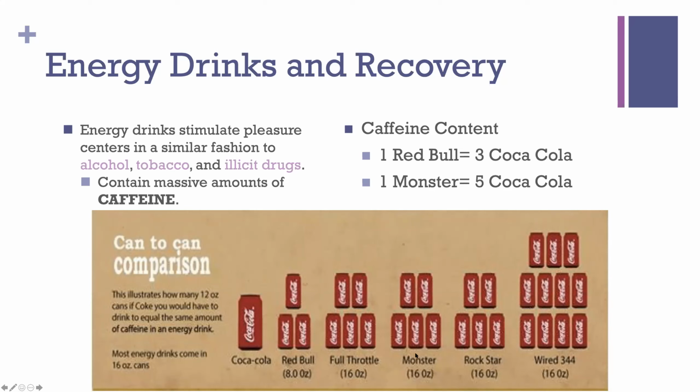Monster has 5, 16 ounce, same as 5 Coca-Colas. Rockstar 16 has 5. Wired 340, 8 ounce, same as 11. 16 ounce, same as 11 regular size Cokes.